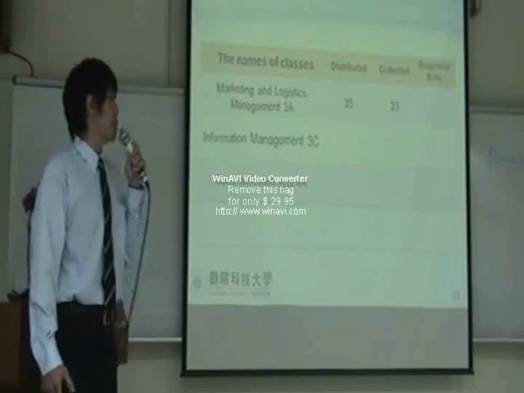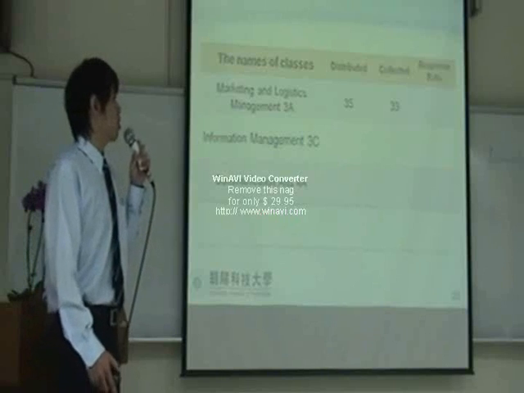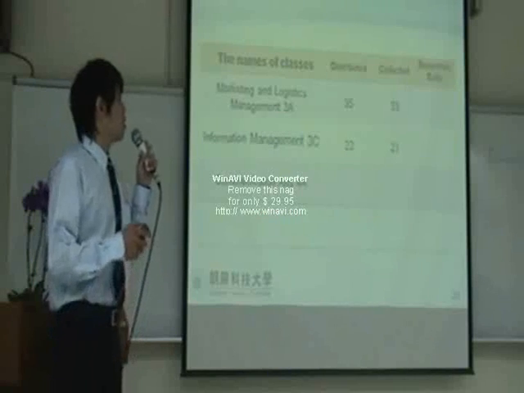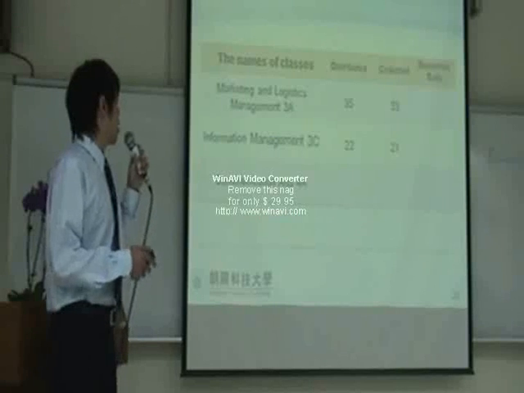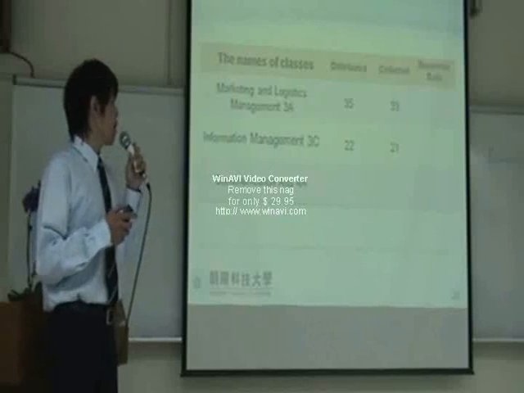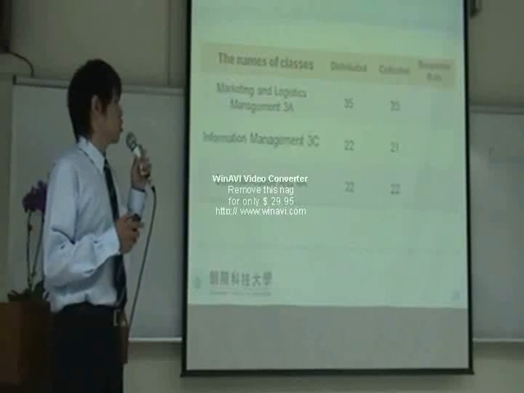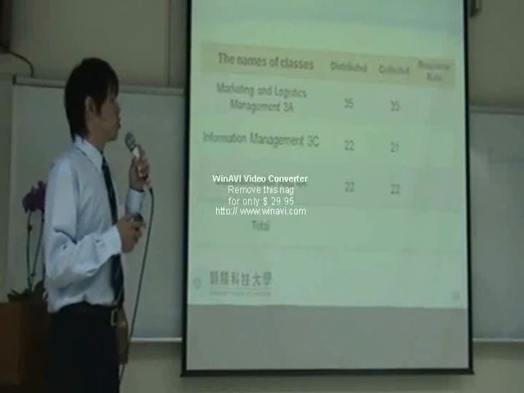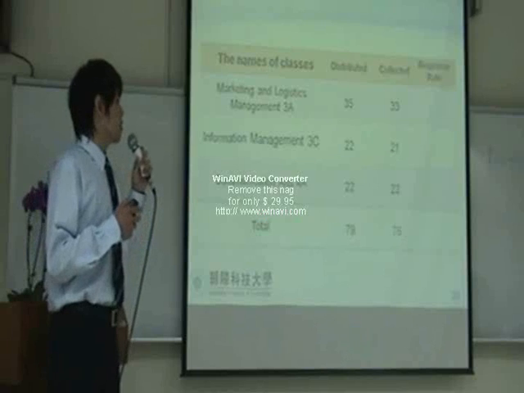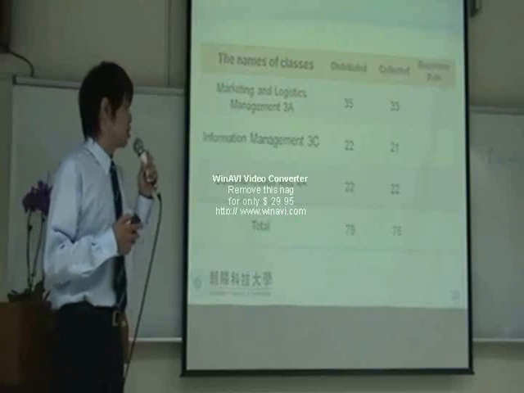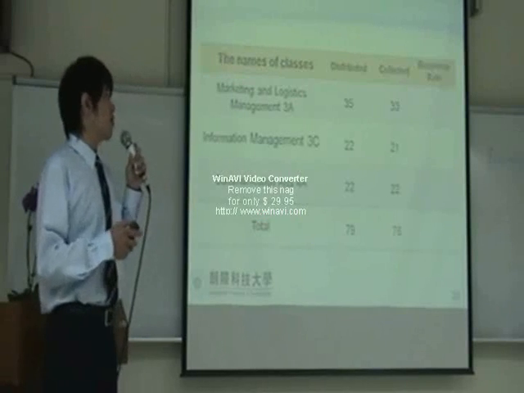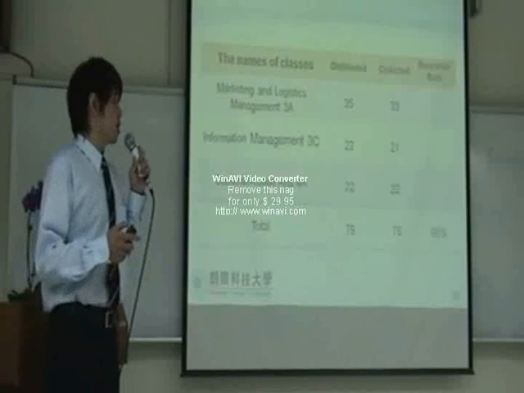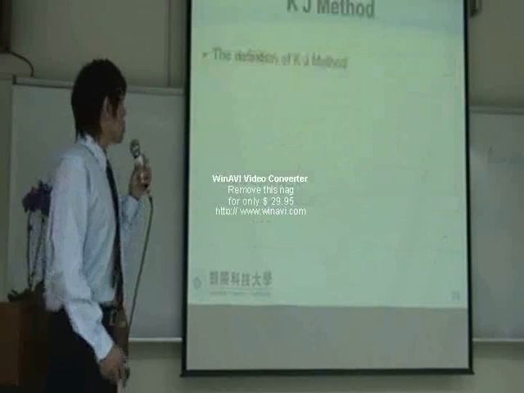For Information Management 3C, the distributed cardinal questionnaires are 22 and the collected are 21. For Communication Arts 4A, the distributed cardinal questionnaires are 22 and the collected are 22. The total number of distributed cardinal questionnaires is 79 and the collected are 76. Therefore, the response rate is 96%.